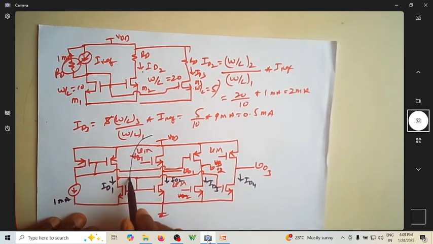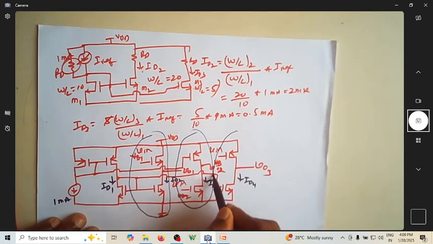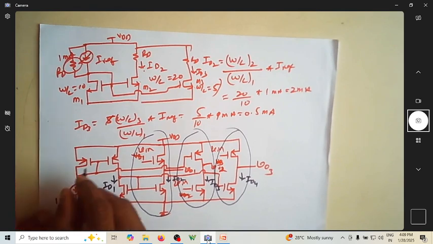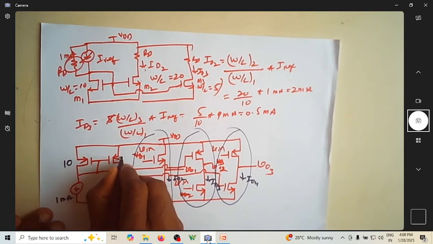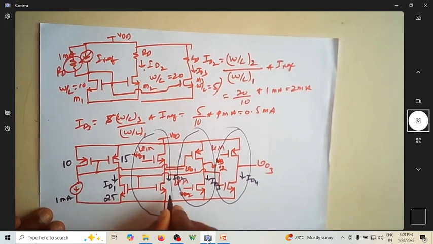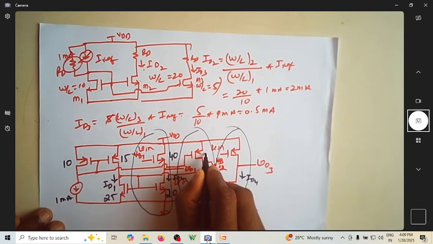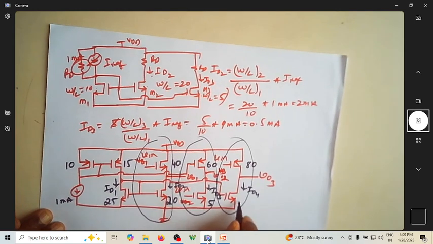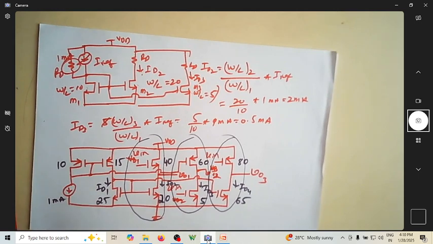So this is one amplifier, this is another amplifier, and this is the third amplifier. Let us try to identify the amplifiers also. Let us randomly take some magnitudes for W. Let this be 15, let this be 25, let this be 20, 40, 60, 5, 80, and 65. So some random values I have taken.